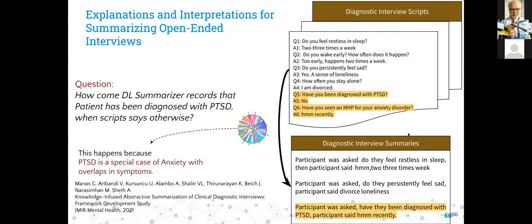But I do want to clarify that the moment we are using knowledge graph, I'm not just using knowledge graph to create embedding and get done with it. I have that knowledge graph and I have the reasoning system. Just like in any symbolic AI system, I am able to reason that PTSD is a special case of anxiety with overlapping symptoms. And here is a question, how come the DL summarizer records that a patient has been diagnosed with PTSD when the script says otherwise? And here you're using the knowledge and you're doing additional reasoning.